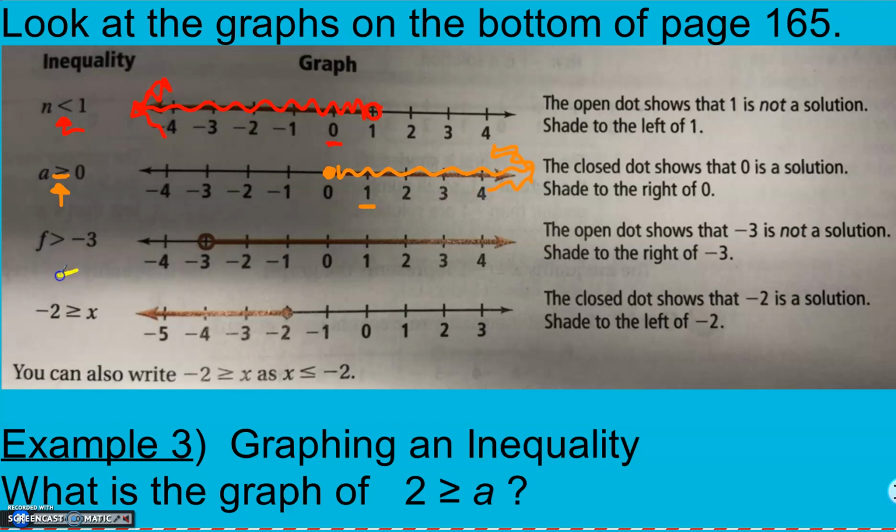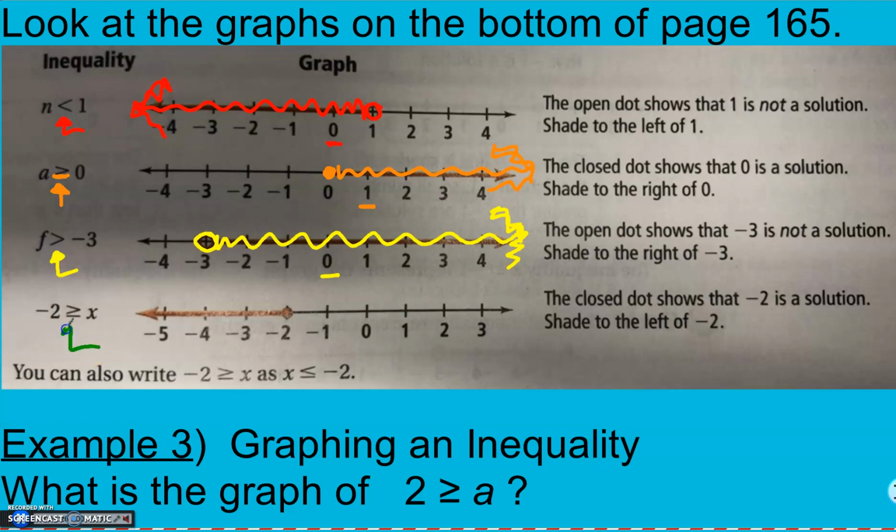F is greater than -3, so at -3 is my circle. It's not filled in because it's not equal to. Remember, we only shade things that are equal to, that are part of our solution. We want numbers greater than -3, like 0. So we shade everything on that side because, again, our boundary point, that -3, splits our graph. Everything on one side is not a solution. Everything else is a solution. So if one of the numbers is a solution, everything on that side is a solution.